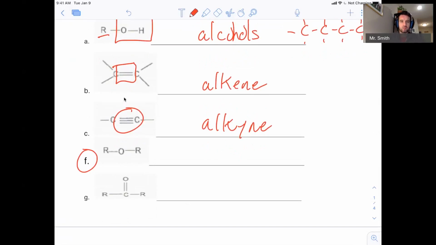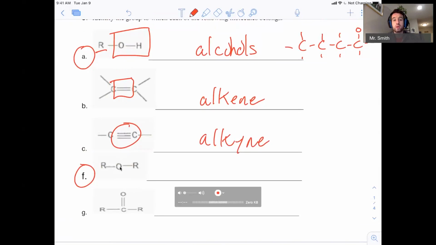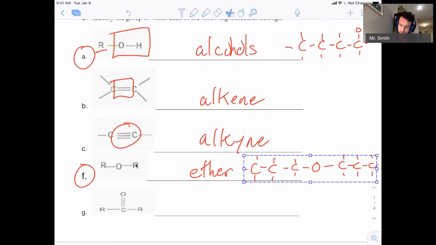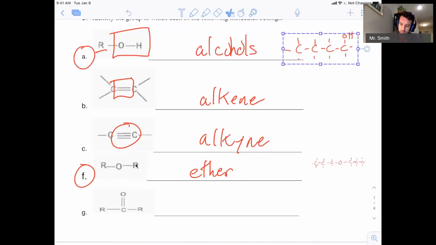F and A look fairly similar, don't they? We've got an O bonded to an H versus an O bonded to another R. So the difference is that one is an alcohol, but this one is called an ether. So ethers, remember, have carbon chains on either side, so it would look something like this. And then, of course, all the carbons have bonds to hydrogens coming off of them. Let's make these a little bit smaller, just so they're a little less in the way.